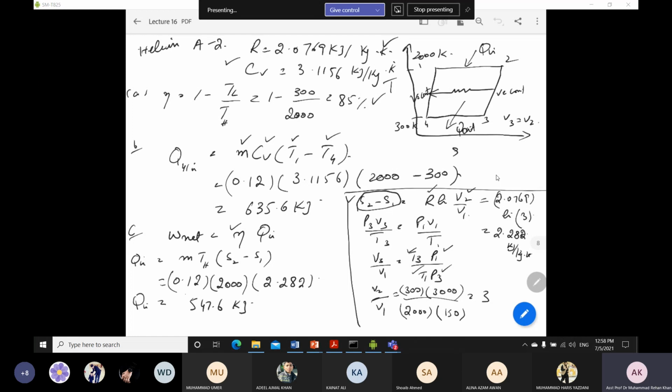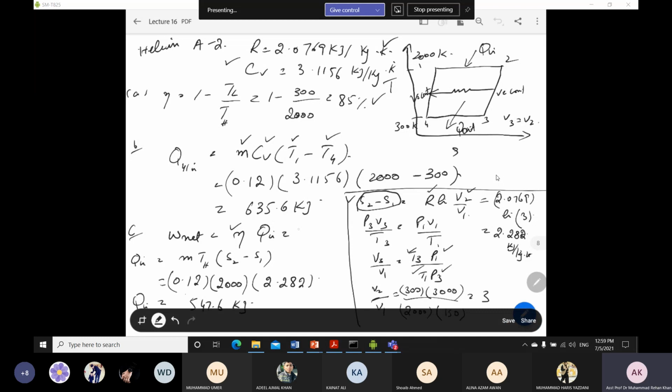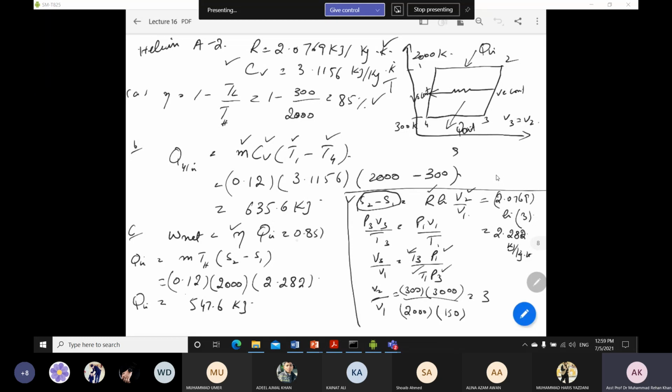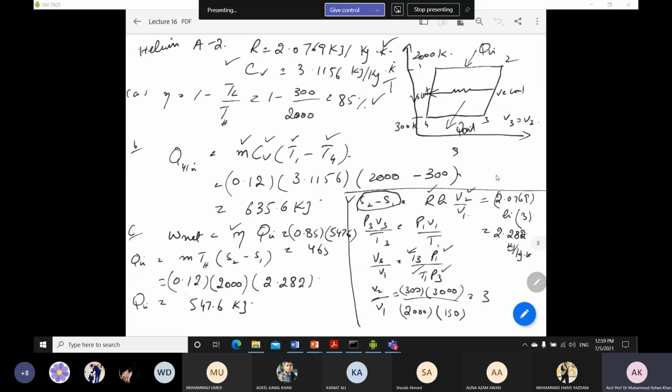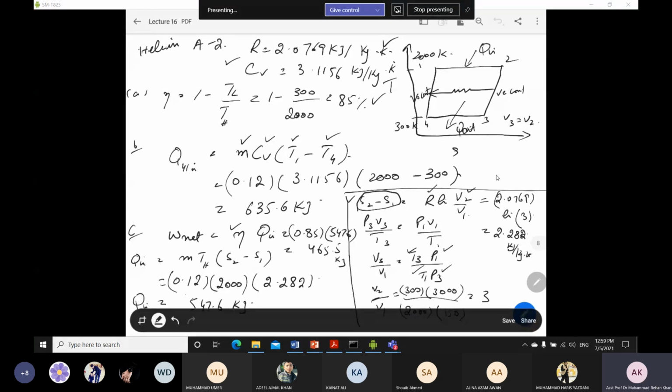So now Qin is known to us, so we can easily find the value of Wnet, because the efficiency is known to us from part A, 0.85, and Qin is 547.6. By multiplication, we can find the value 465.5. This is the solution for your part C.